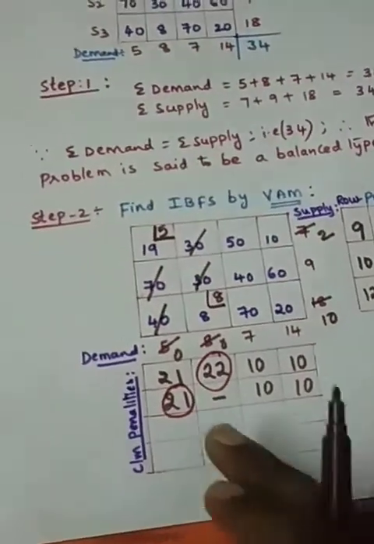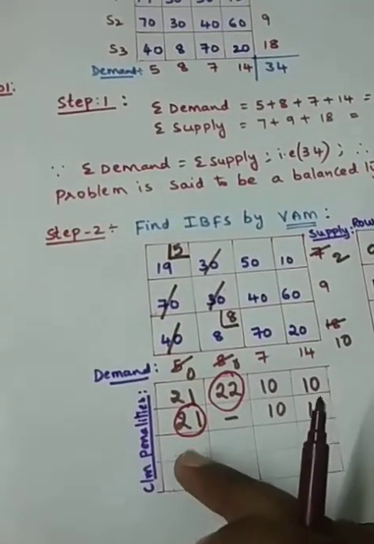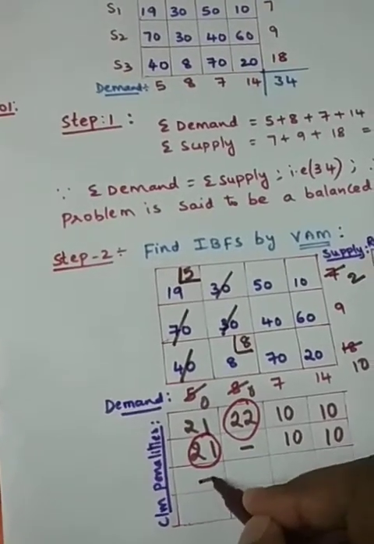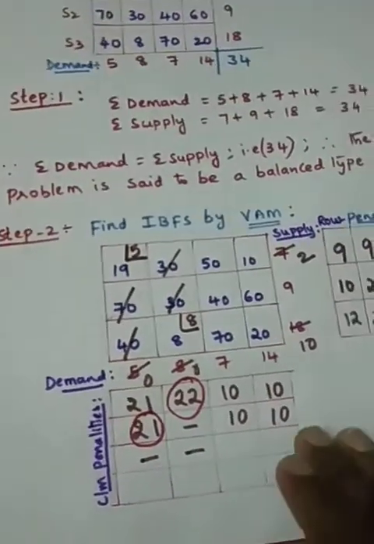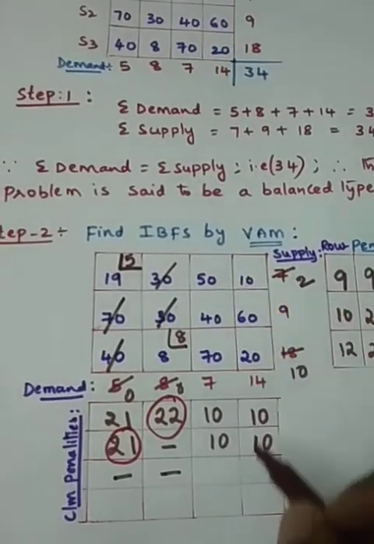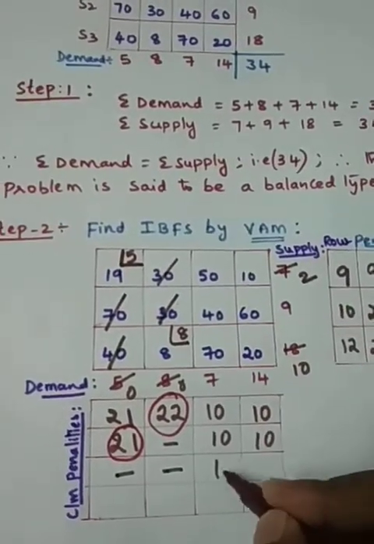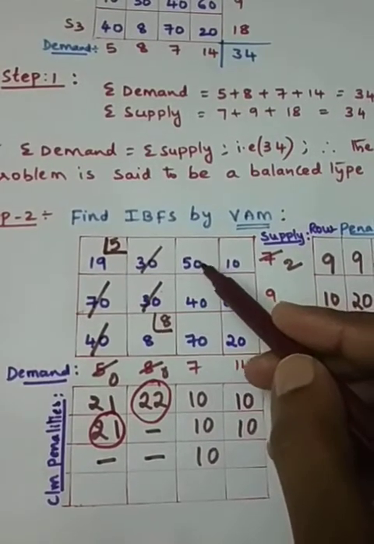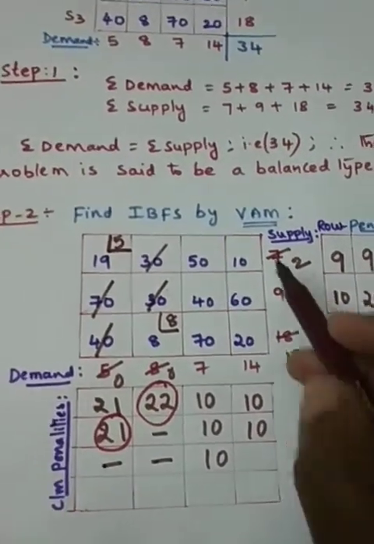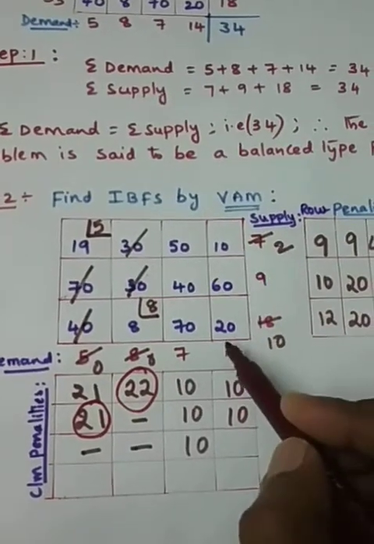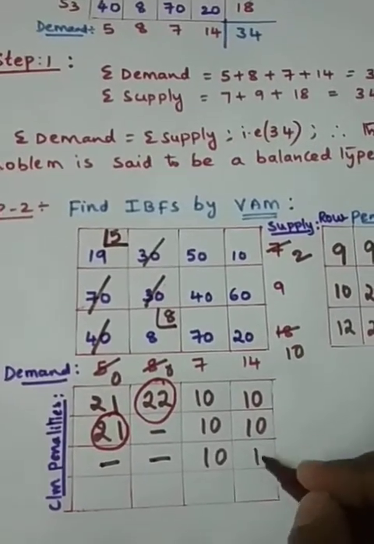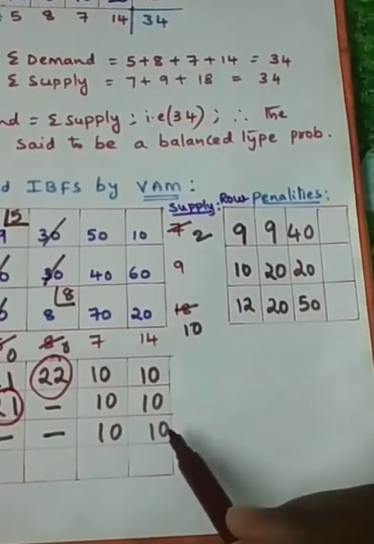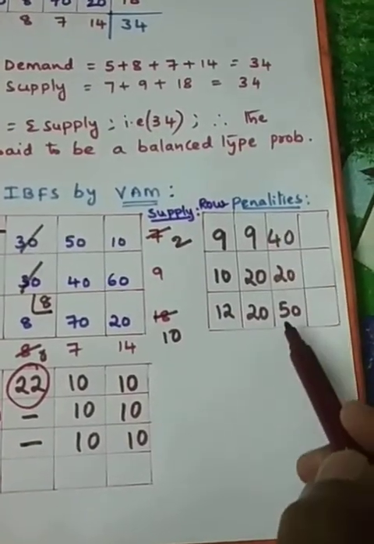Right, since the first column is exhausted and the second column is also exhausted, you don't get any penalties for the first two columns. Similarly, for the third column, the values remain the same, because here you can see the first least value is 40, the next least value is 50. 50 minus 40 is 10. Similarly, the first least value is 10, next least value is 20, 20 minus 10 is 10 again. So among the calculated penalties, again you go for identifying the highest penalty: 10, 10, 40, 20 and 50.